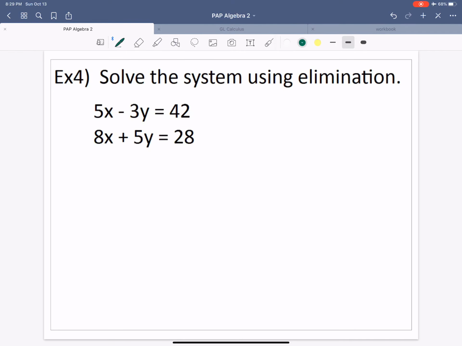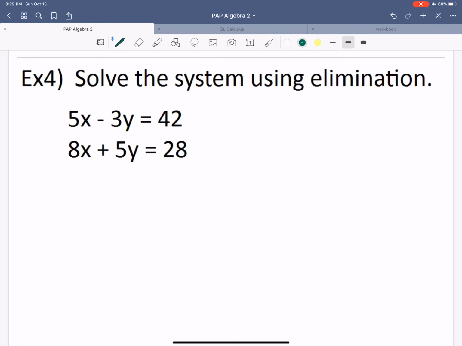Okay, the next algebraic method that you're going to have to know how to use is called elimination. So this one says solve the system using elimination. For elimination, our objective here is to get the coefficients of either x or y to be the same number or the opposite number. Let me say that again. Our objective with elimination is we want the lead coefficients of either the x values or the y values to be the exact same number or opposites.